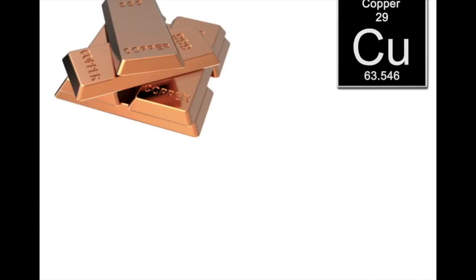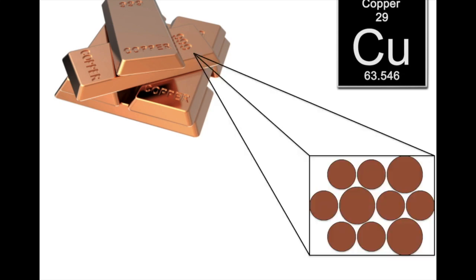If we could zoom in and see the individual particles that make up this sample of copper, we might see something like this. Pause the video and draw the individual particles, paying attention to how many of each size particle is present. As you can see, our sample contains 7 of the smaller copper atom and 3 of the larger copper atom.